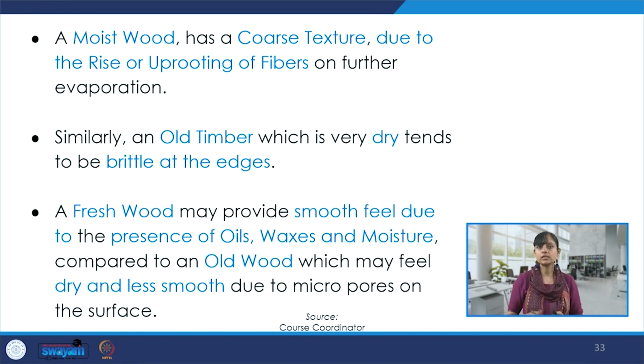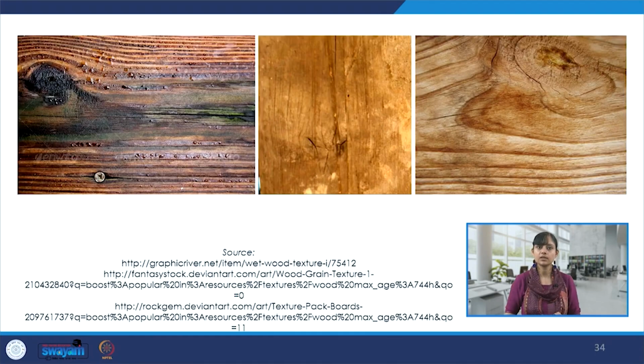A moist wood has a coarse texture due to the rise or uprooting of fibers. Similarly, an old timber which is very dry tends to be brittle at the edges. So more rings, more age, older the timber, it tends to be dry and hence it is brittle at the edges. A fresh wood may provide smooth feel due to the presence of oils, waxes, moisture, etc. These are some of the images.